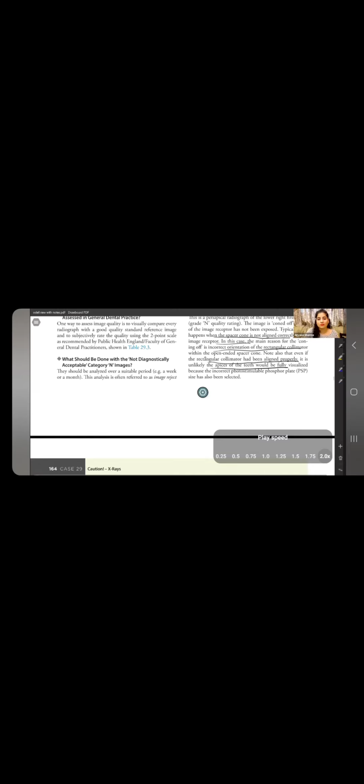So this image is coned off. It's called cone cut. The part of the image receptor has not been exposed. This happens when the spacer cone is not aligned correctly to the image receptor. In this case, the main reason for cone cut is incorrect orientation of the rectangular collimator within the open-ended spacer cone. Note also that even if the rectangular collimator had been aligned properly, it is unlikely the apices of the teeth would still be visualized. So they have also taken the wrong size of the receptor.